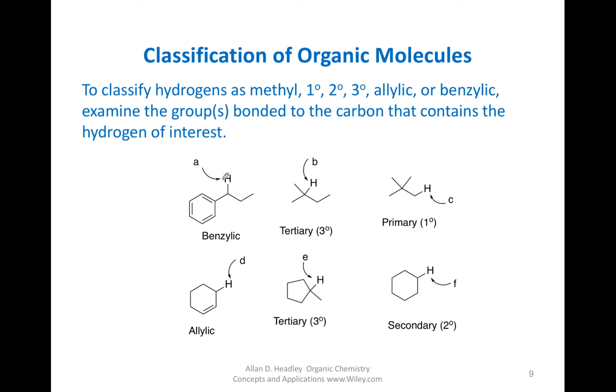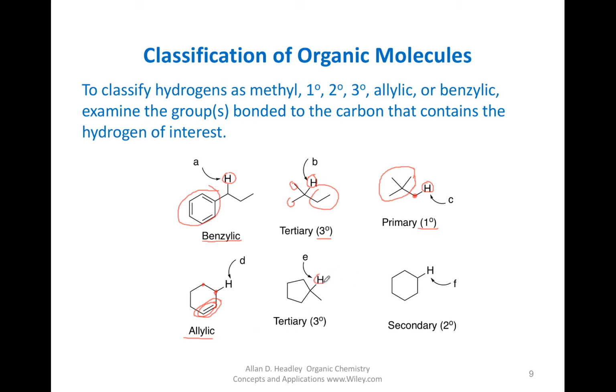So this is called a benzylic, because this takes priority over the secondary. This hydrogen is a tertiary because 1, 2, and 3 alkyl groups. This hydrogen here is a primary because all of this group here is 1 alkyl group bonded to that carbon. Here is a hydrogen bonded to a carbon, but it's bonded to a double bonded carbon and another carbon. This group takes priority because it's a carbon-carbon double bond, so therefore it is an allylic hydrogen.